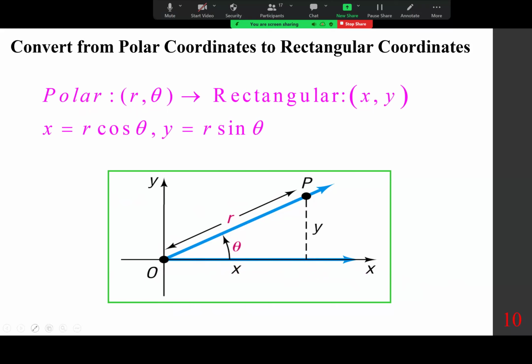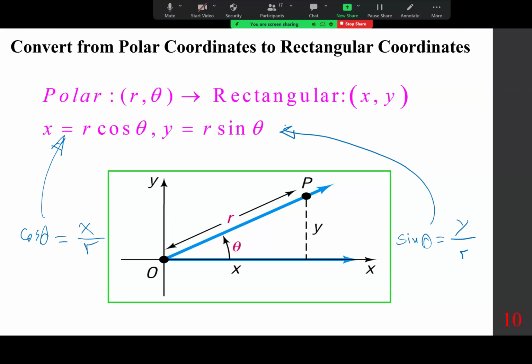Let's just write that to make sure we are comfortable with the concept. So if you look at this, cosine theta is the adjacent x over the hypotenuse r, and that results in x being r cosine theta. On the other hand, sine theta is the opposite of theta, y over r. That gives us y equals r sine theta. So that's the relationship between the two.